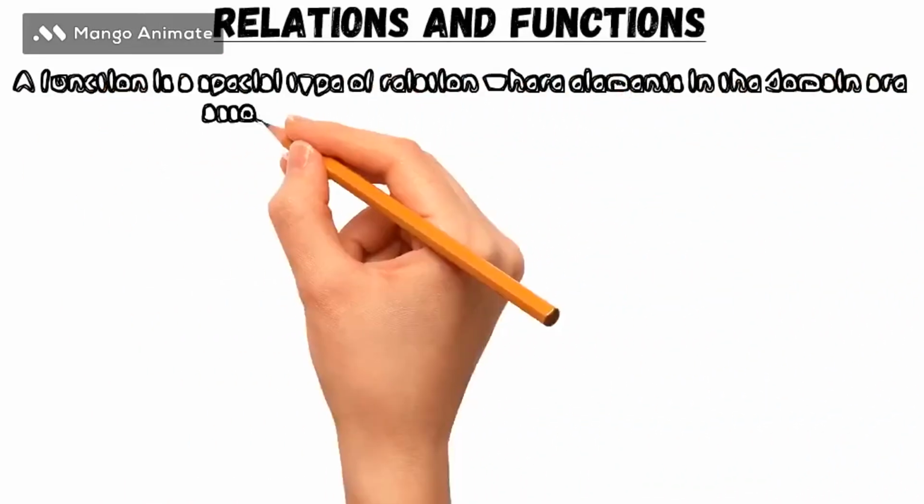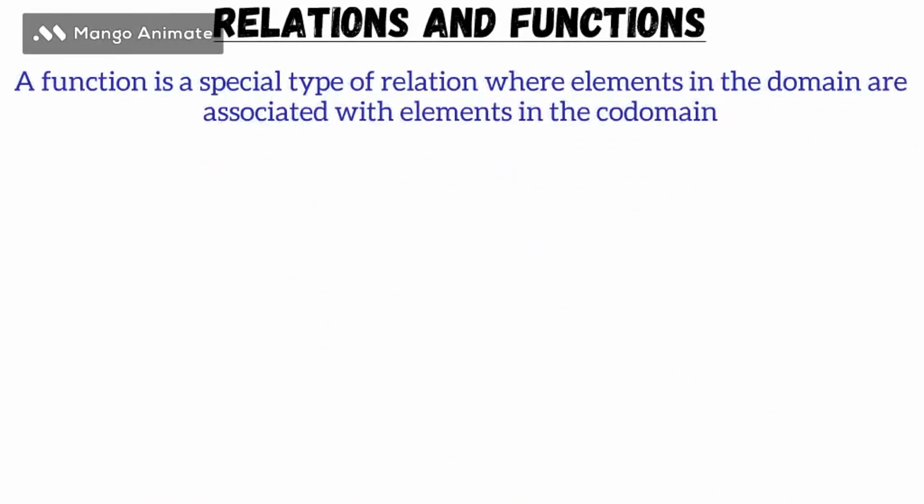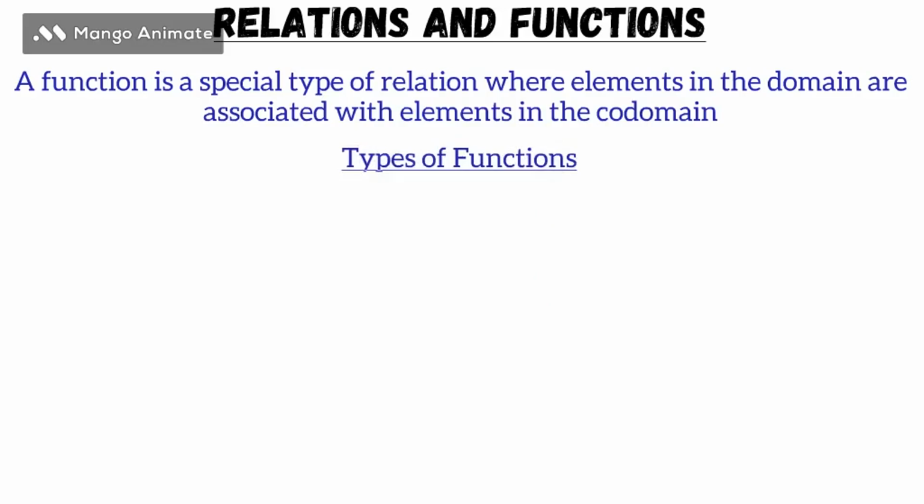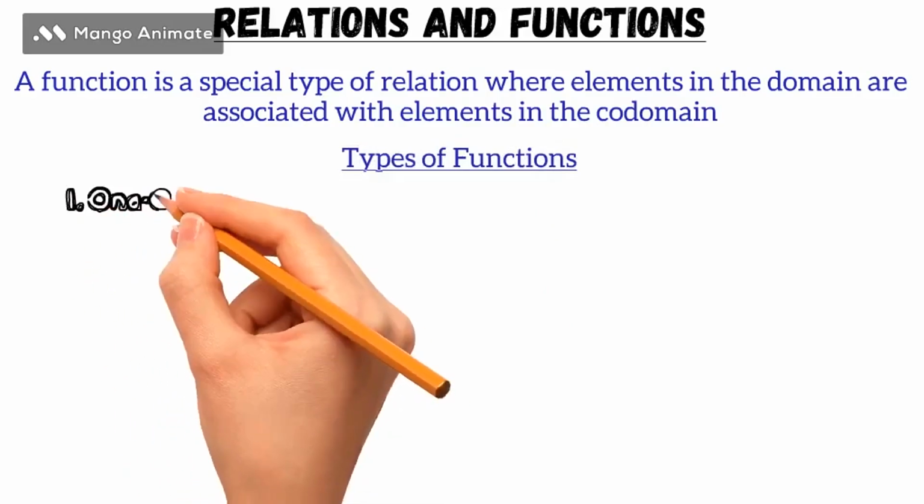A function is a special type of relation where elements in the domain are associated with elements in the codomain. Here, X is the domain and Y is the codomain. The set of all outputs is called the range or image. There are three types of functions: one-to-one or injective function.